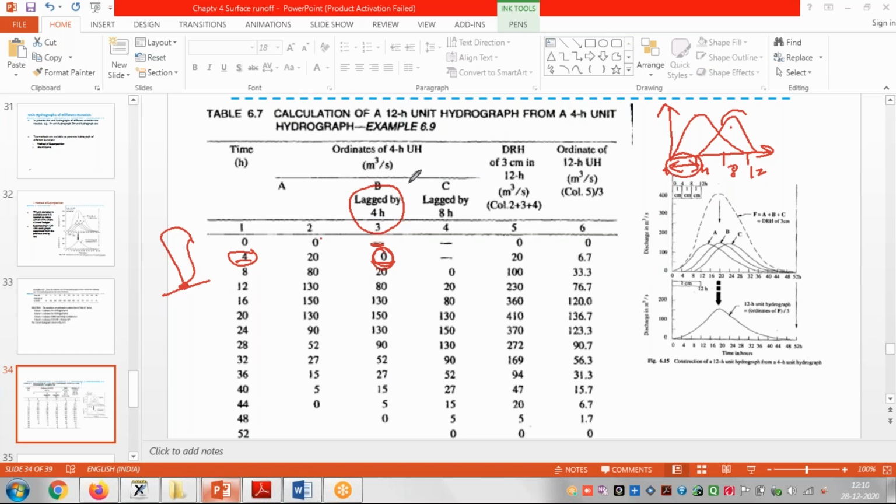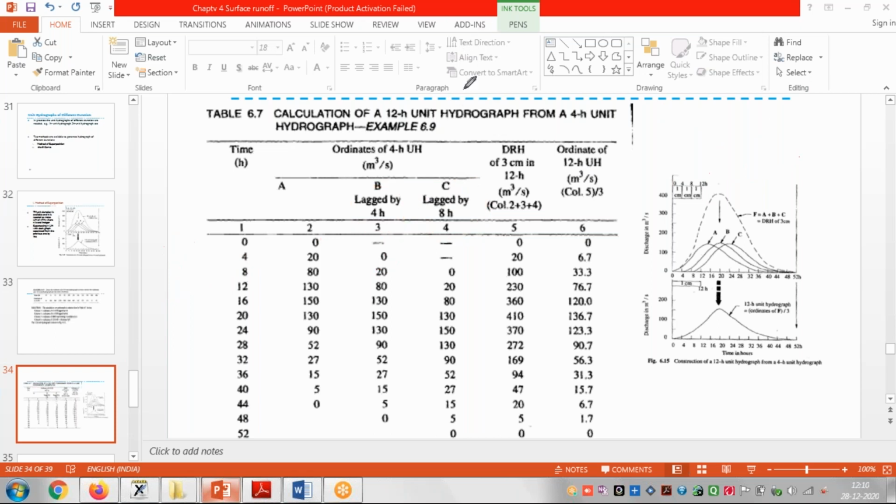Now after that, if we lag it by 8 hours, it means we will start from the 8th hour, and whatever this ordinate is, we will draw the same. So lagged by 8 hours means we are starting the same graph after 8 hours. Lagged by 4 hours means we are drawing the same graph after 4 hours. This is the meaning of lagged by 4 hours, lagged by 8 hours.